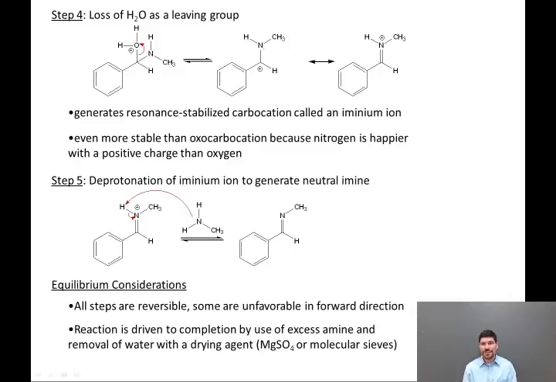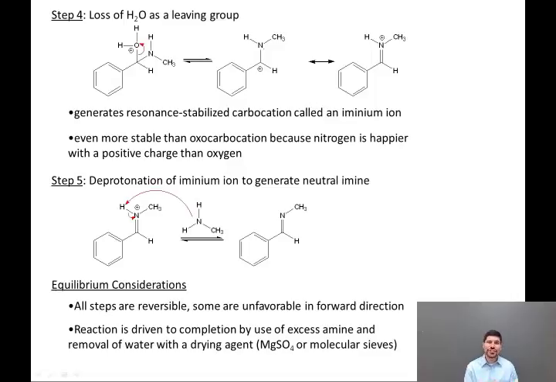Okay, remember Le Chatelier's principle? If you can remove one of the byproducts, and water is a pretty easy byproduct to remove, as long as you do the reaction in the presence of a drying agent, either magnesium sulfate or molecular sieves, you remove the water that is expelled in step 4.